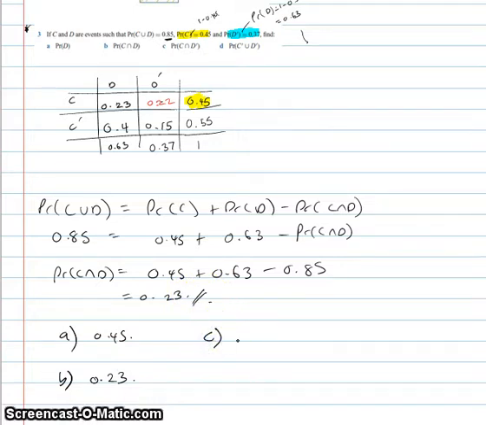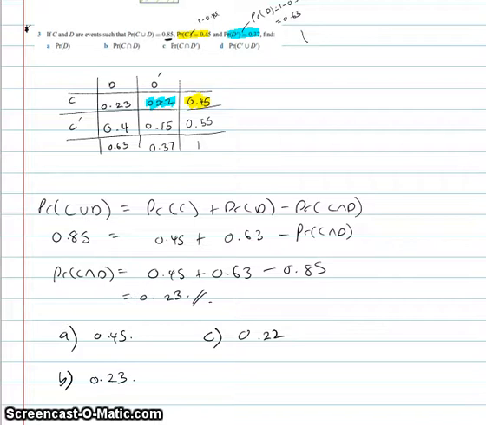C, probability of C and not D. C and not D is this one. It's going to be 0.22. The probability of not C or not D. Probability of not C or probability of not D.